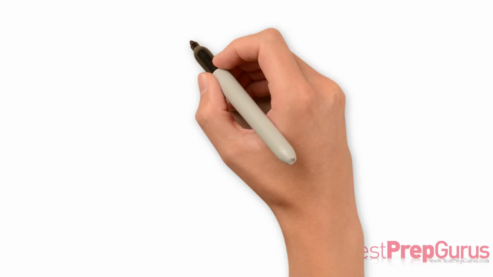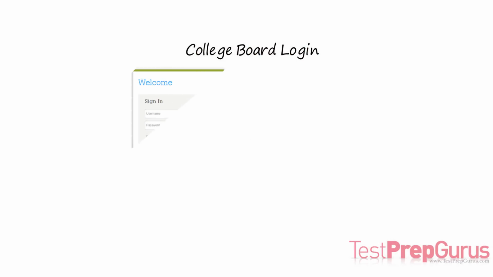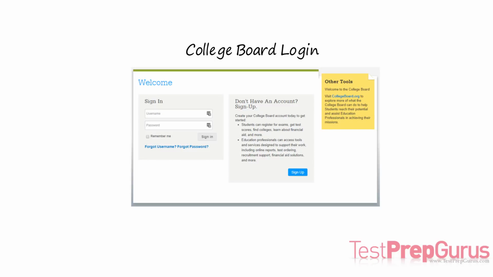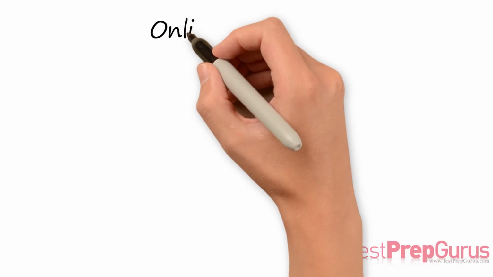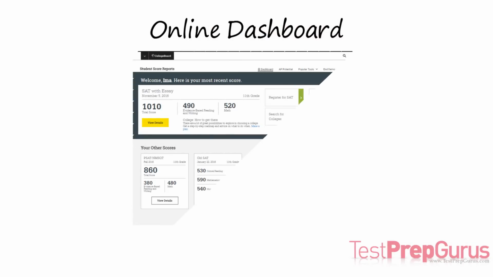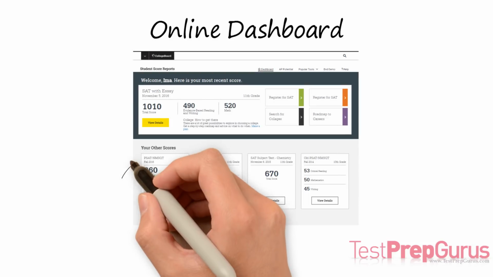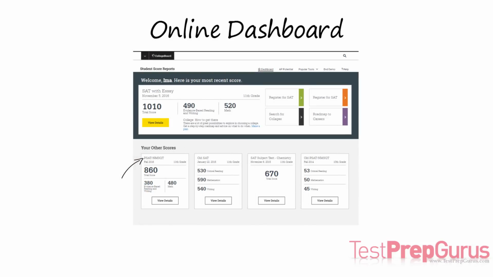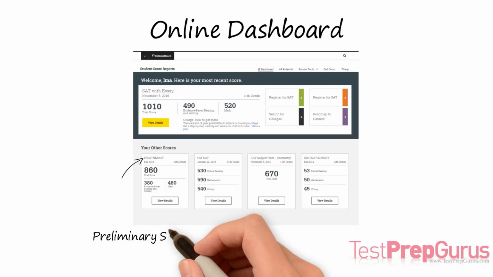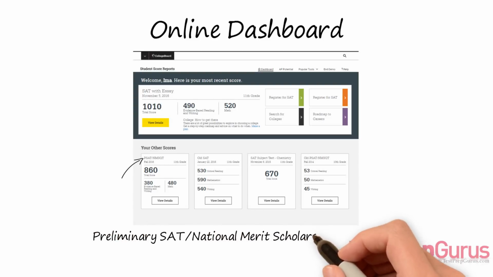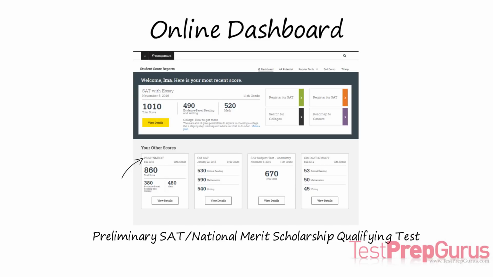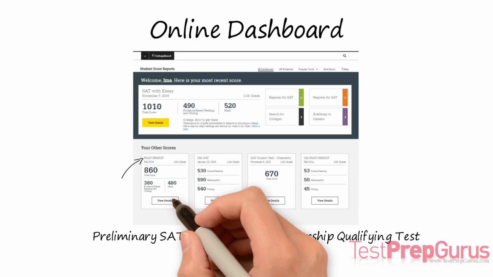The first step is to log into your College Board account, or create one if you don't have one yet. The online version has a lot more useful information than the paper report does. Once you're logged in, you'll see the online dashboard. Our sample student, Ima, has taken several PSAT and SAT exams. Her most recent PSAT NMSQT exam can be found here. By the way, if you're wondering what PSAT NMSQT stands for, Preliminary SAT National Merit Scholarship Qualifying Test. Click View Details and you'll be taken to the actual PSAT report.